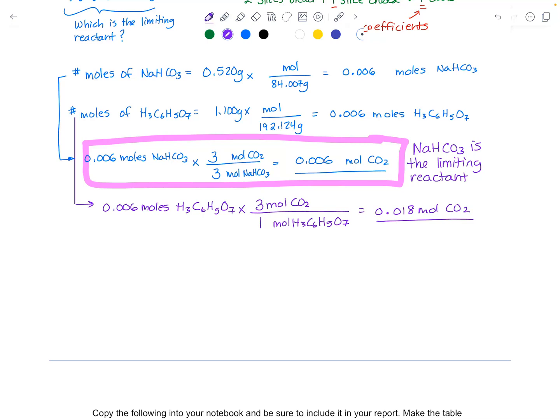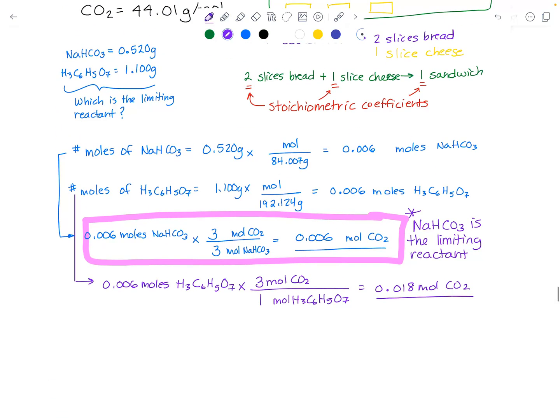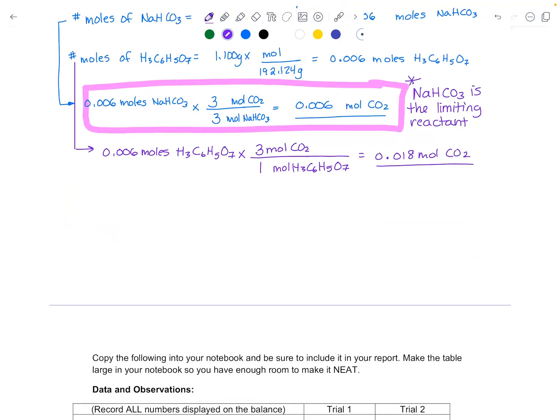Now, if I want to figure out, if I started with these amounts, how much CO2 could I make? I would take the number of moles that will be made when I've used up all of my sodium bicarbonate. So this is the maximum amount of carbon dioxide I can make when I mix these two amounts of things together that are shown here. So now the last thing we're going to do is how much CO2 can be made from these starting materials.